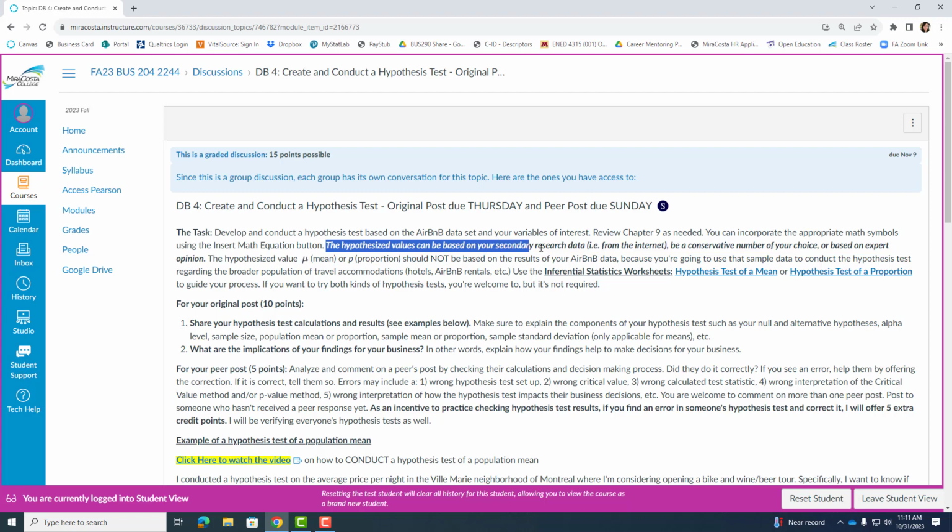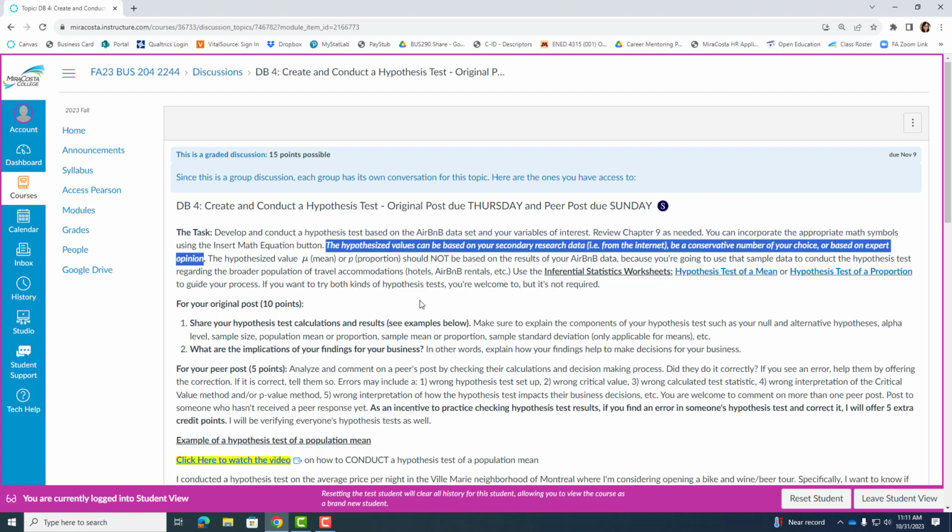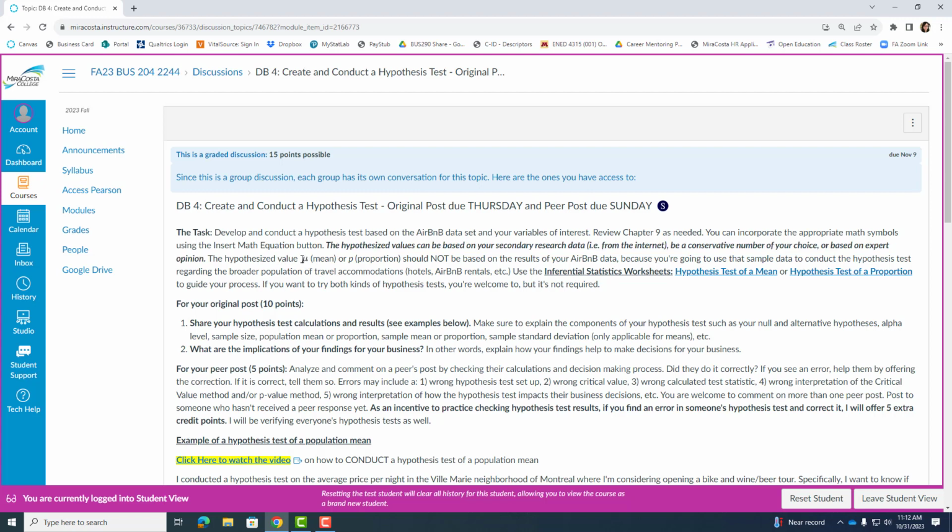Now, when you are doing your hypothesis test this week, you need to come up with a hypothesized value that is based on secondary research. It could be a conservative number or based on an expert opinion. So whether you're doing a hypothesis test of a mean or proportion, you need to come up with a hypothesized value of mu for your population mean or your p, your population proportion. These numbers should not come from the Airbnb data. They are independent of the Airbnb data that you are testing against. Your Airbnb data is your sample data. That's the sample data you're using to conduct the hypothesis test.